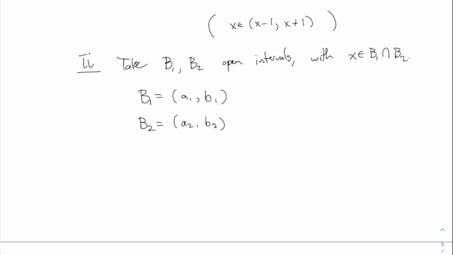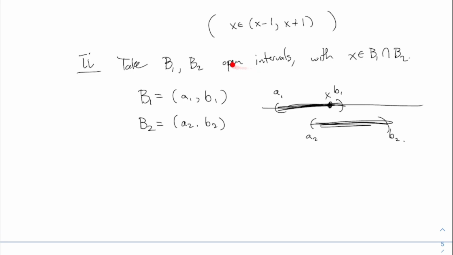And because they have some point in the intersection, the picture must look something like this. Let's say this is A1 to B1, and then the other one is like here, A2 to B2, all right? And x would be a specific value in the intersection. This is what the picture looks like. What we must demonstrate is that there is an open set, an open interval, which includes x, which is part of the intersection.